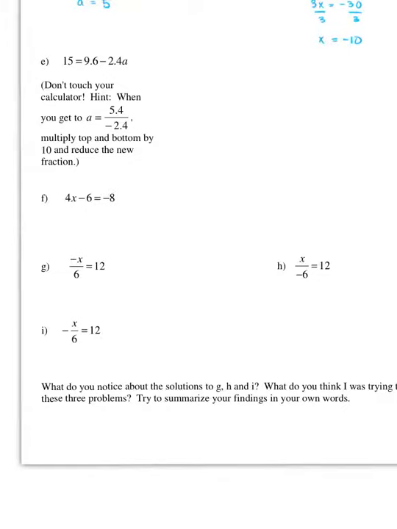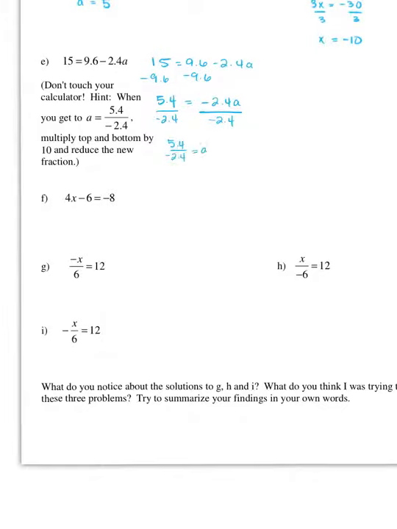In E, we first want to recopy the problem so we have a place to work. And then we're going to subtract 9.6 from both sides. That will leave us with a negative 5.4 and a negative 2.4a. We'll now divide both sides by negative 2.4, leaving us with a equals 5.4 over negative 2.4.